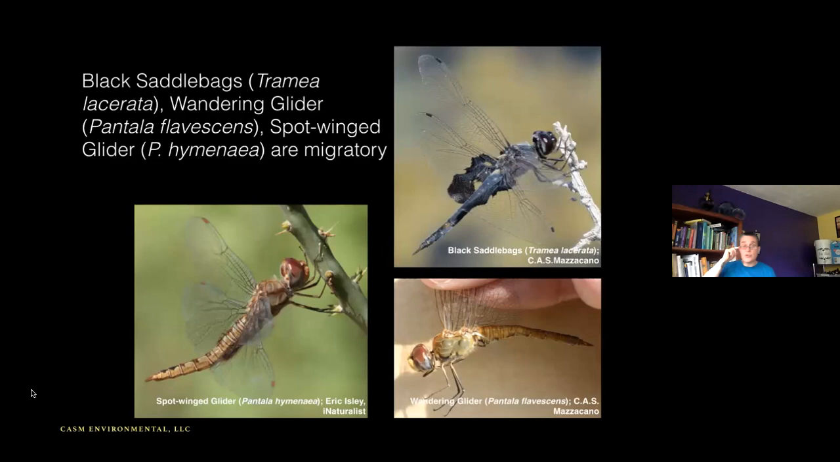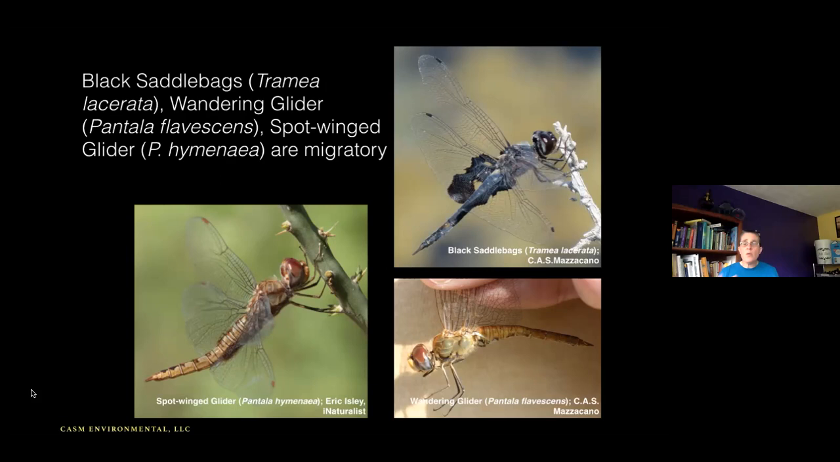Our remaining three migratory species, black saddlebags and the wandering and spot-winged gliders. You can really see those broad hind wings, characteristic of migrants, on that spot-winged glider on the lower left. Of those three, we have seen spot-winged glider one time at one of our monitoring sites. Black saddlebags is a pretty frequent appearance, and we have not yet seen the wandering glider.